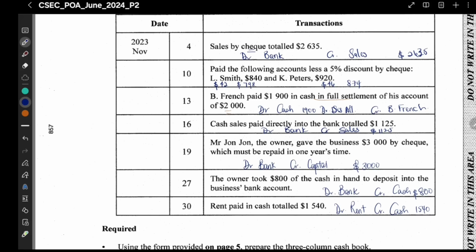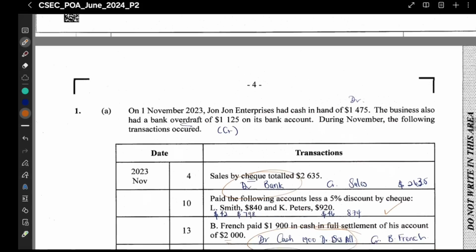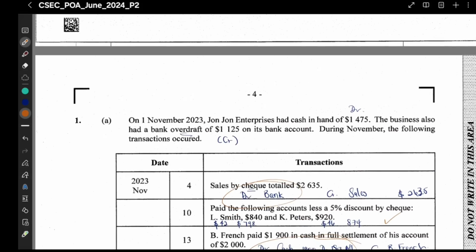Alright, so I'm just gonna circle the items that have to go in the cash book. So we have bank here, all of this. Over here we have this part. We have here, we have this, we have the entire of this, and we have this. So we have 4 items here. Anyway, so let's go. So remember, we have to start with our balance brought down.